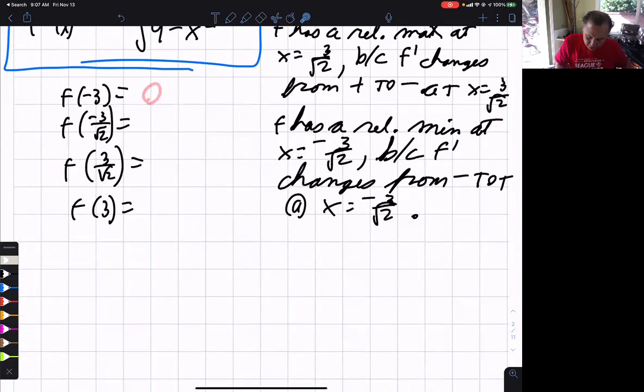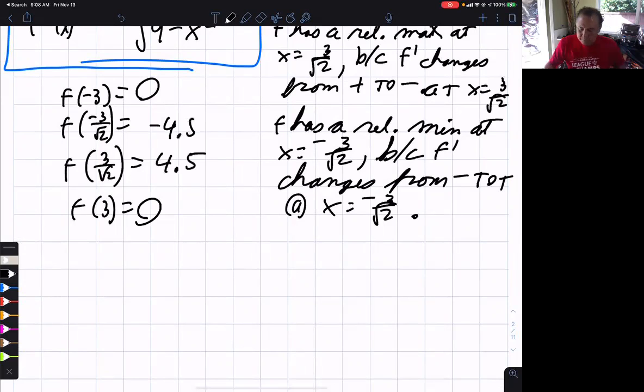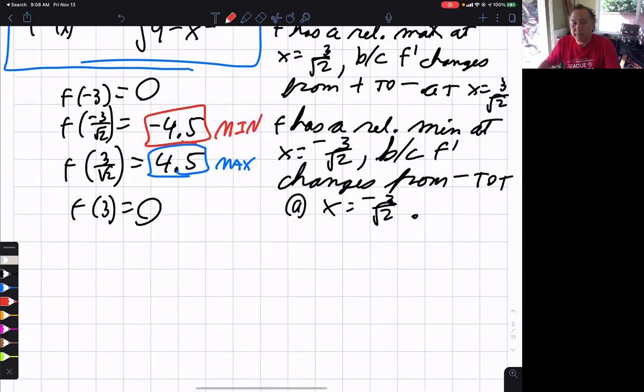That happens to be 0 at those points. At the other 2 points, comes out to be 4.5. If you plug it in, that's 4.5, and that's negative 4.5. So what is the maximum value? The maximum value is 4.5. What is the minimum value? The minimum value is negative 4.5. So that's how you find the maximum and minimum of a continuous function on a closed interval.